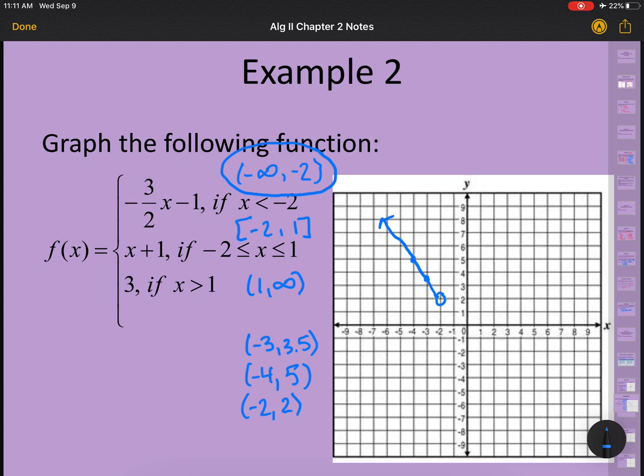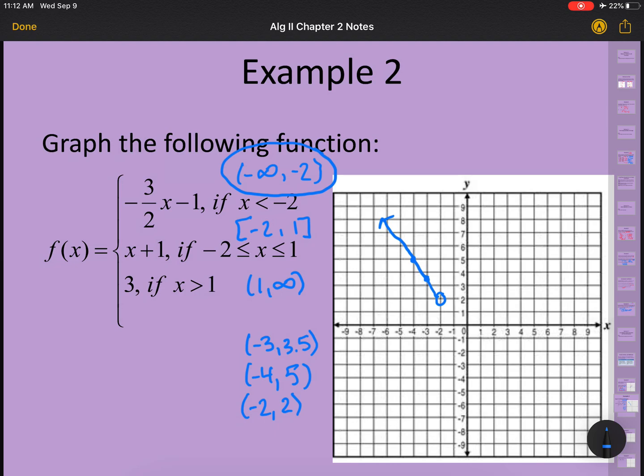That's why I didn't have the half an equal sign underneath. So I need that open dot there. But I need it to connect with the -3, 3.5 point there, because there's still numbers less than -2. So like -2.5, -2.1, okay? It just approaches -2, but doesn't really equal -2 there, okay?